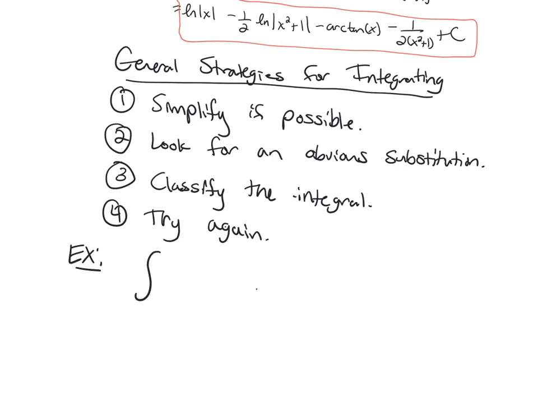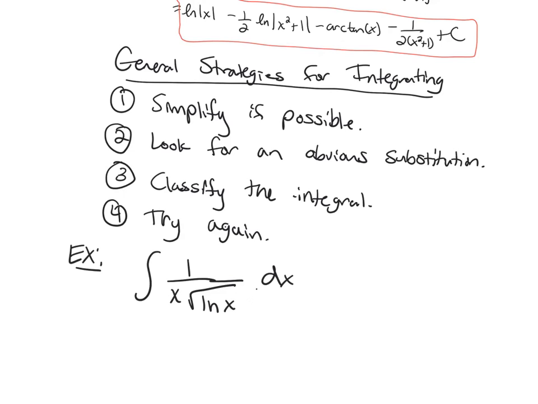Let's say I want you to integrate 1 over x, the square root of ln x, dx. Okay, so let's refer to our general strategies as we go about doing this. The first one is to simplify. There's really nothing there for me to simplify, right? Can't distribute, can't combine some things. So next step, look for an obvious substitution.